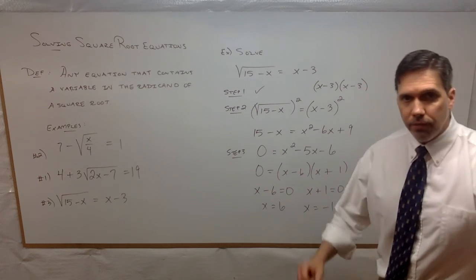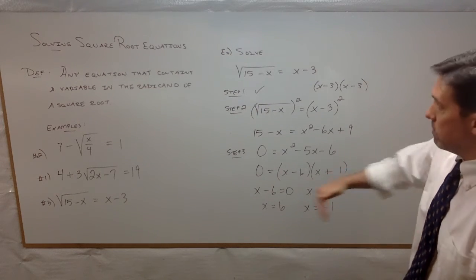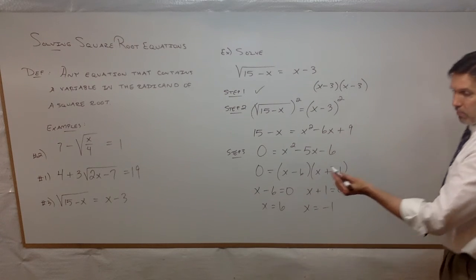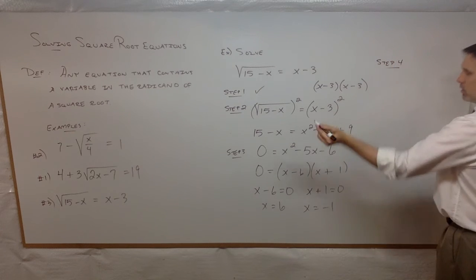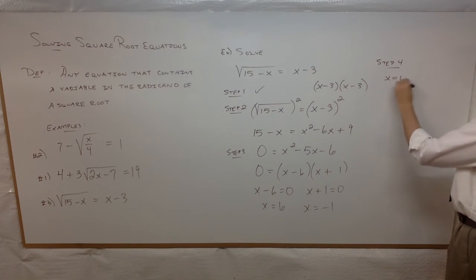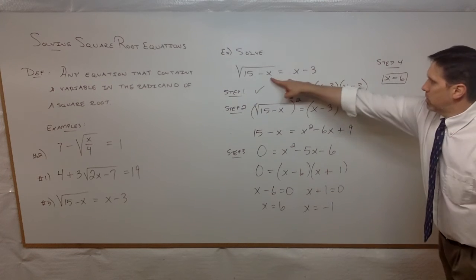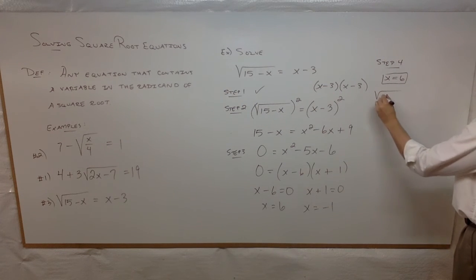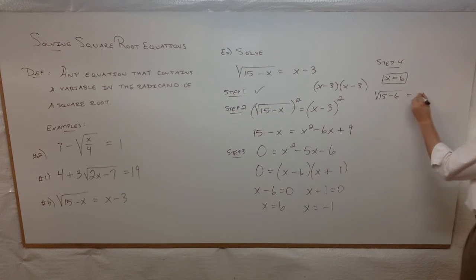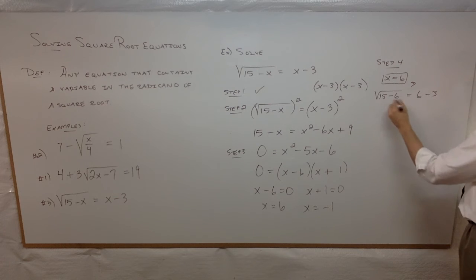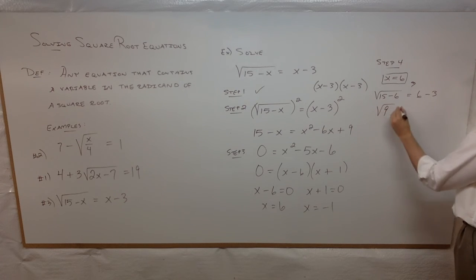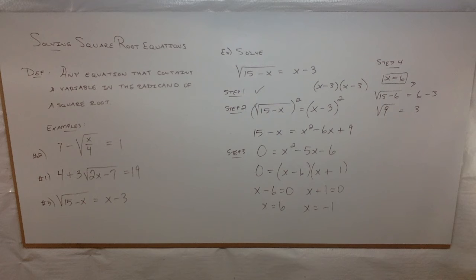Here's where we got to be careful. There is a step 4, and it's checking to make sure that both answers are good. All right, so step 4, we got to check. Let's start off with x equals 6. Let's see what happens. So we put in 6 here and here. We'll say the square root of 15 minus 6 equals 6 minus 3, question mark. I'm saying, is that true? I don't know. 15 minus 6 is 9. So we have the square root of 9 equals 6 minus 3. Yeah, that's a true statement. So one of the solutions for sure is 6.